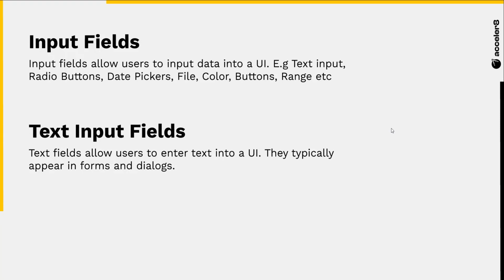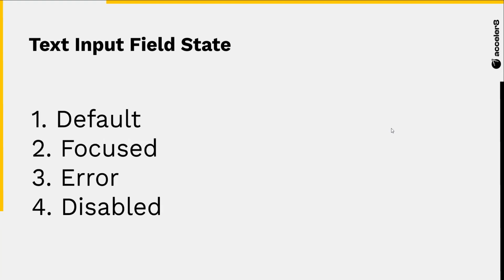But in today's class, I want to specifically talk about text input fields, which allow users to enter text into a UI, and they typically appear in forms and dialogues. Basically, you want to have four states for your text input fields. These are default and also focused, when a user clicks on that particular field. We have error states, which send back a visual cue to let the user know there is an error, and also the disabled state.